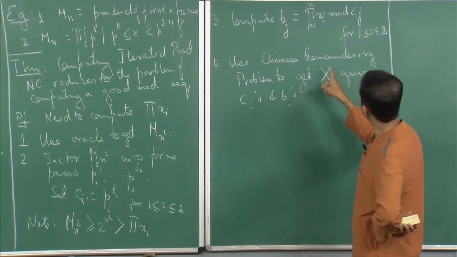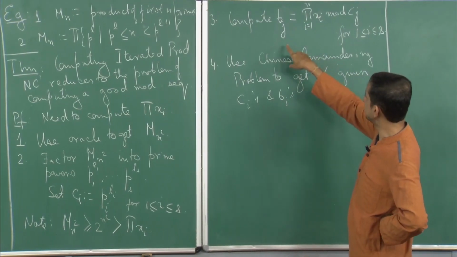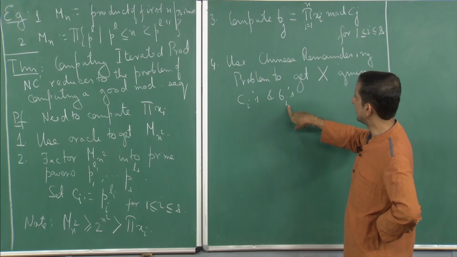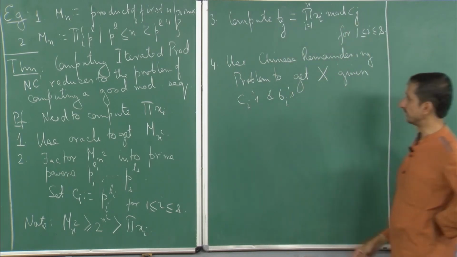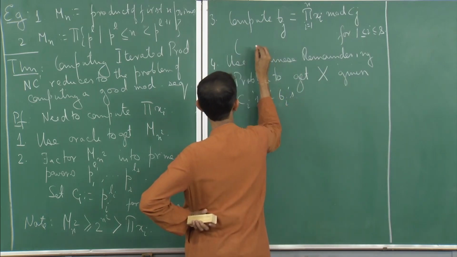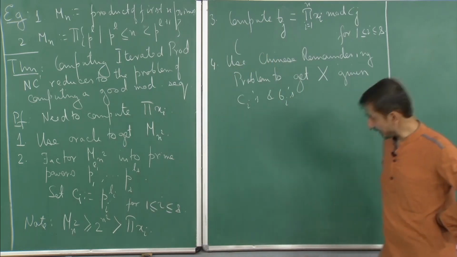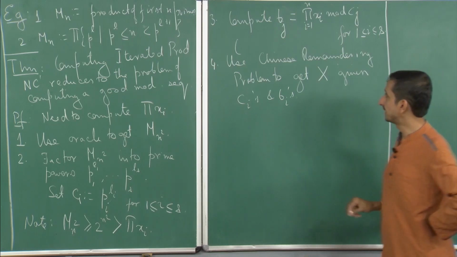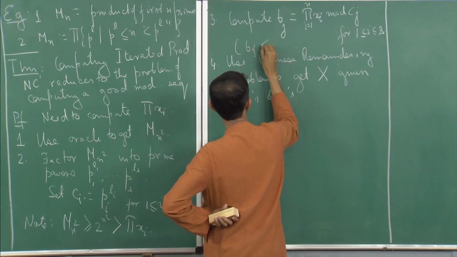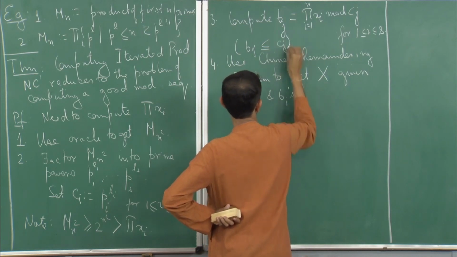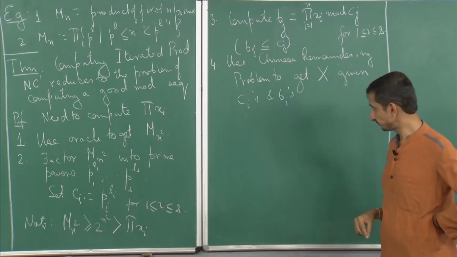Why is that? One more condition that we need for Chinese remaindering is that these Bi's are less than or equal to Ci's, which is actually clear because I am taking the modulus. I will come to that. So, this Bj is less than or equal to Cj by definition.